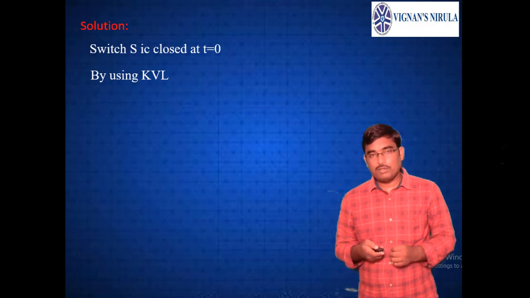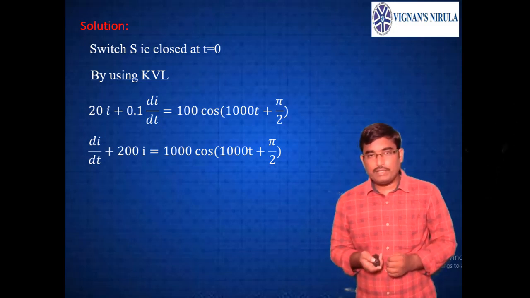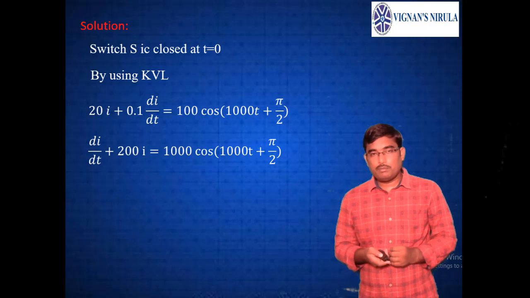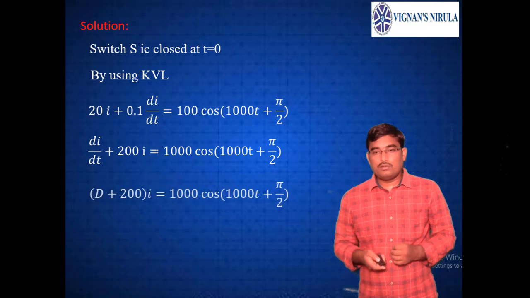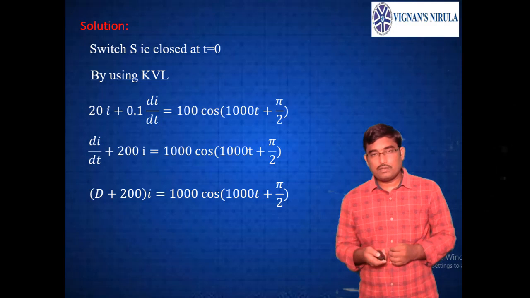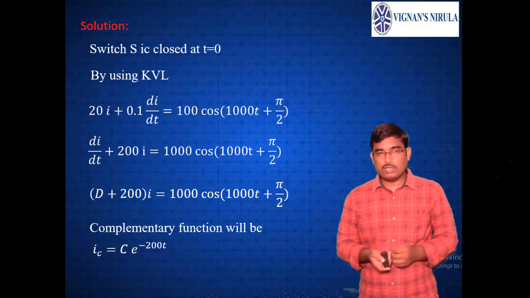So, the switch is closed at t equals 0. Applying KVL to the circuit gives 20 into I plus 0.1 into di by dt equals 100 cos of 10 cube t plus pi by 2 on the right side. Dividing both sides by 0.1, di by dt plus 200 I equals 1000 into cos of 10 cube t plus pi by 2. Now, from the above equation, the characteristic equation is (D plus 200) I equals 1000 cos of 1000t plus pi by 2, where D means d by dt. The complementary function for the above equation will be Ic equals C into e power minus 200t.